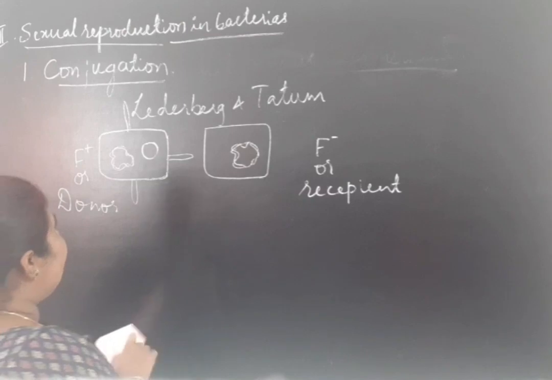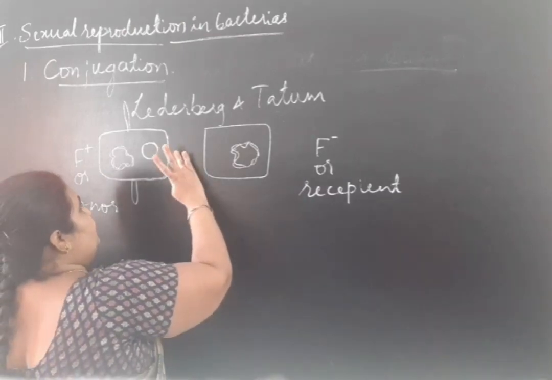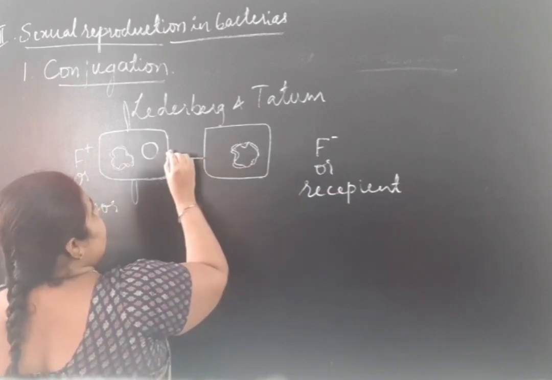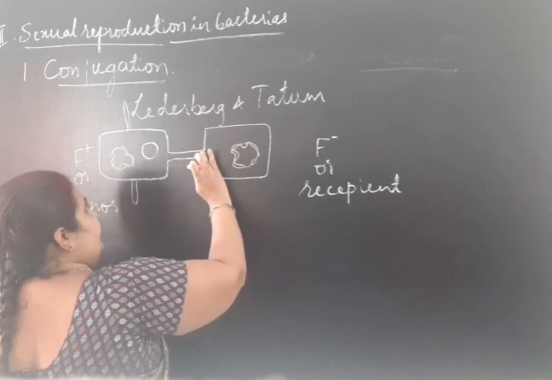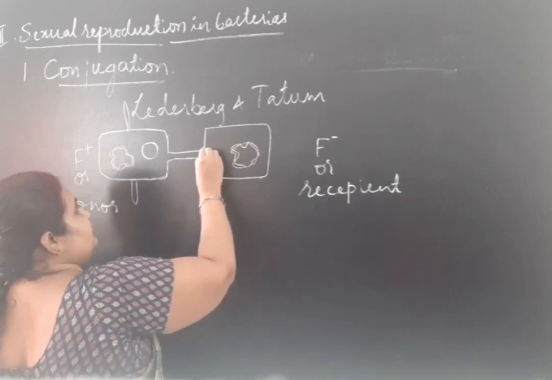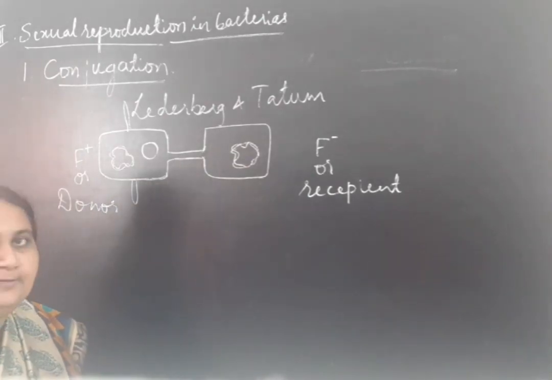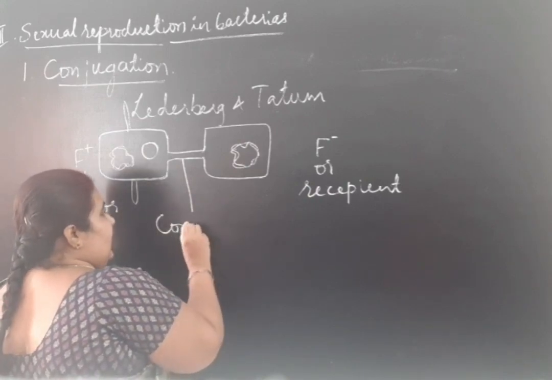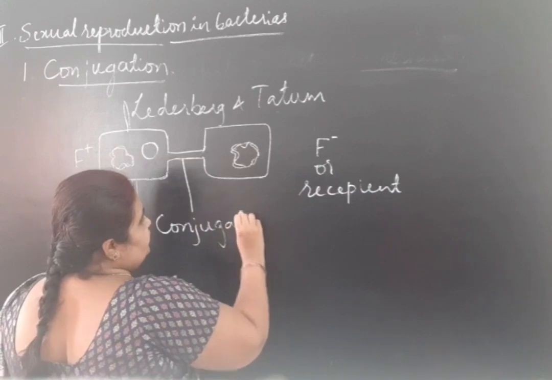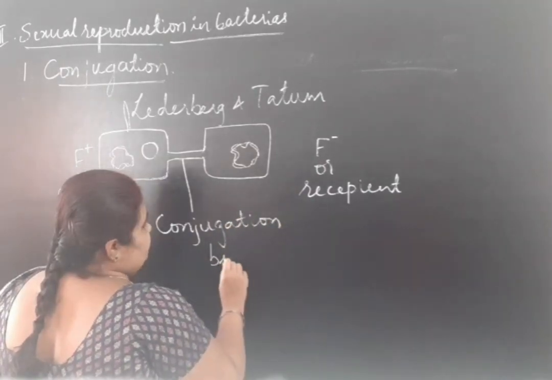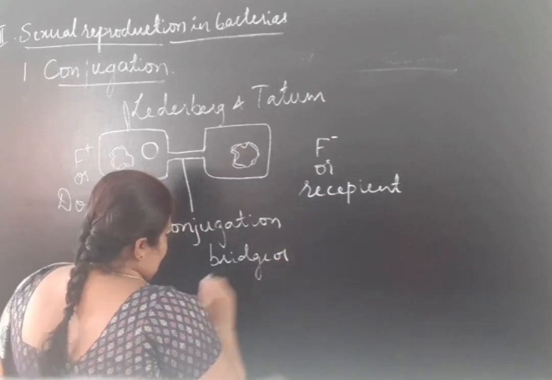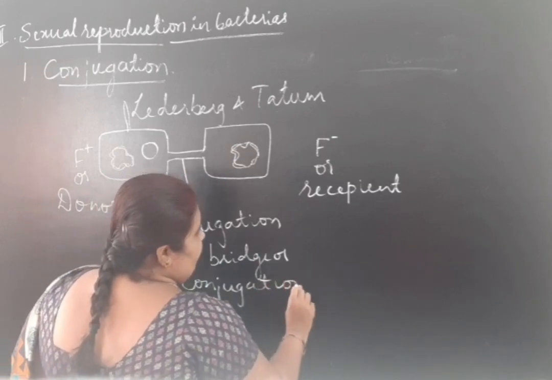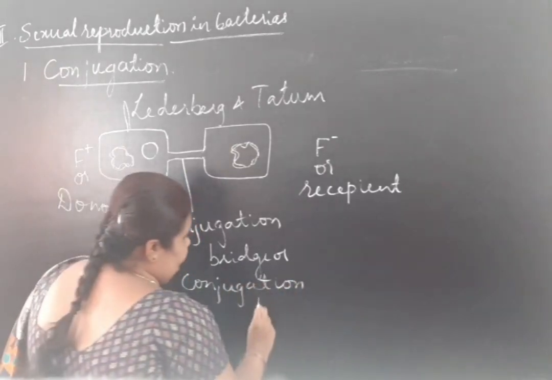So the F plus bacterium has 1 to 4 pili. That pili forms a bridge. It attaches by the help of the pili. It attaches to the recipient bacterium, and this forms a bridge-like structure, and it is called conjugation bridge or conjugation tube. It is like a tubular structure, so it can also be called conjugation tube.